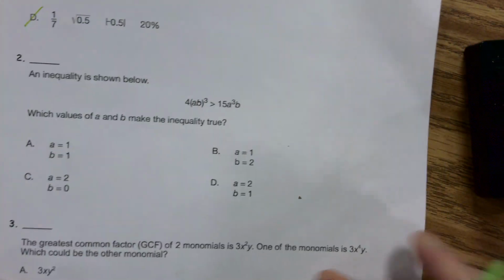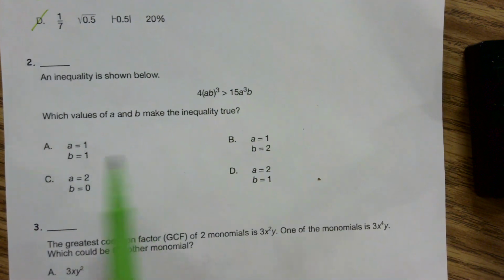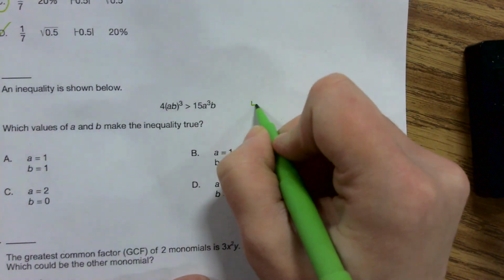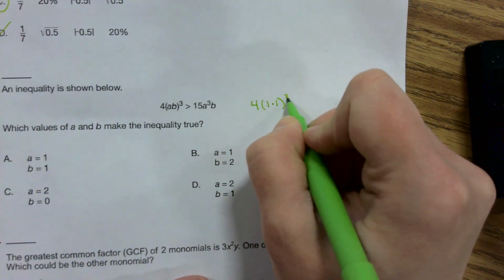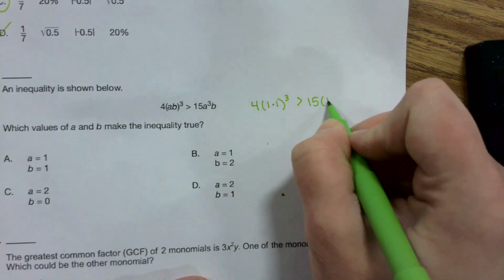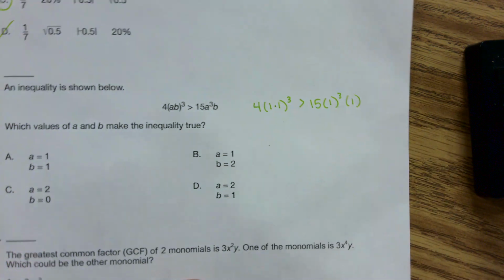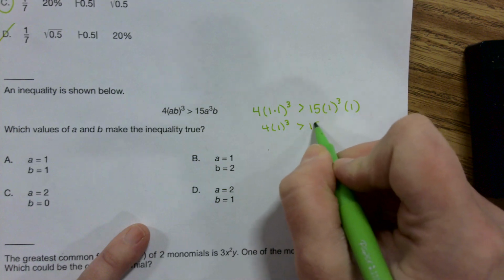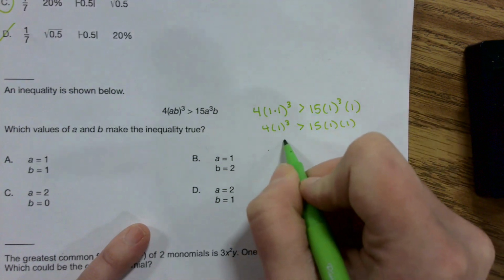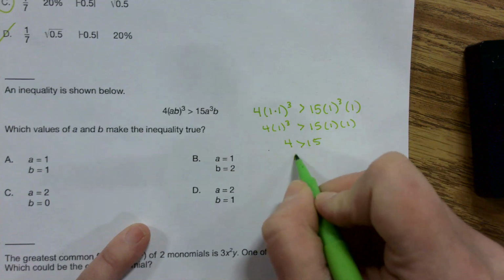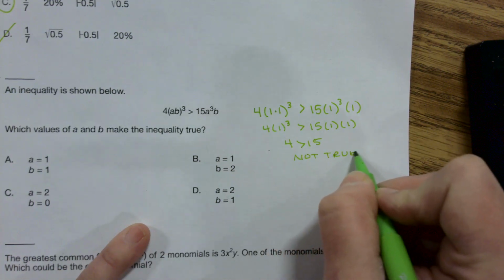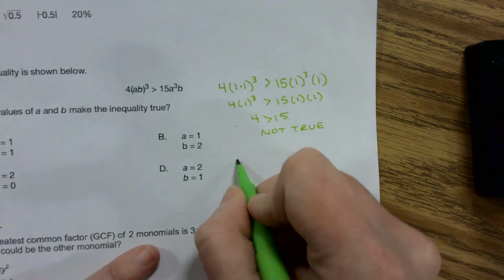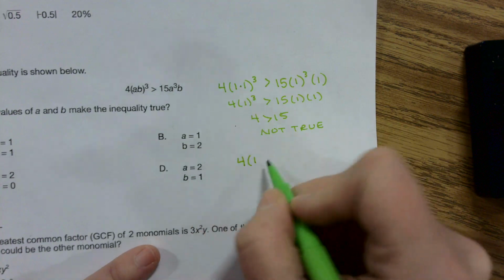Next question. The inequality is shown below. For which values A and B make the inequality true? So we need to substitute 1 in for A and 1 also in for B. So it says, is this true? Not true. Here, let's try it again. We're going to put 1 in for A, 2 in for B.